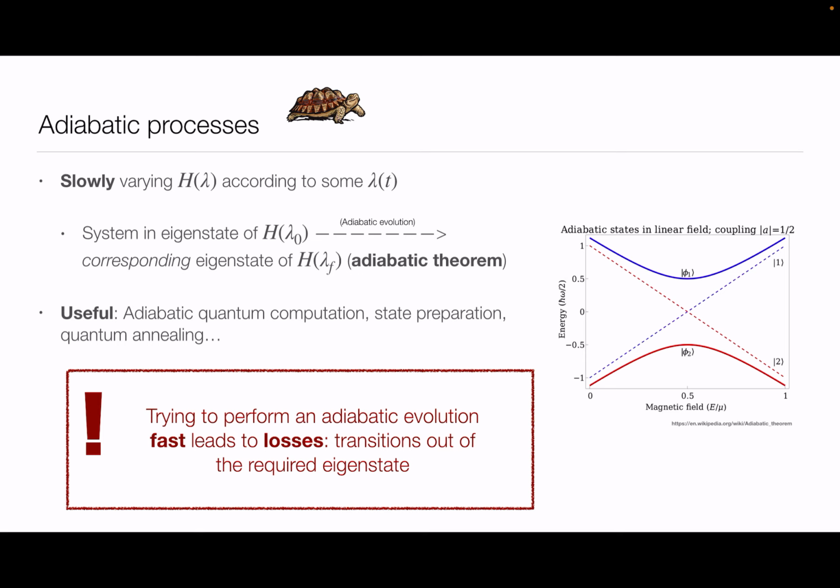But this speed up leads to losses, leads to transitions out of the eigenstate. So it kind of destroys the whole purpose of an adiabatic evolution. These losses basically translate to, if you start in the red thick line, at some point in the evolution you might jump to the blue line, and you end up in a completely different eigenstate.